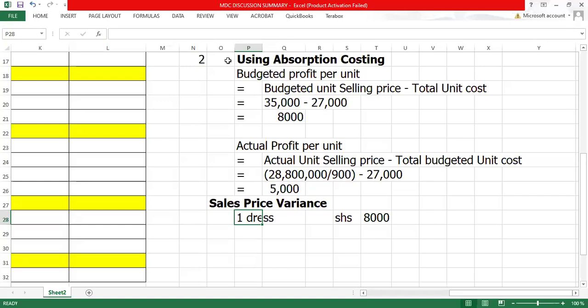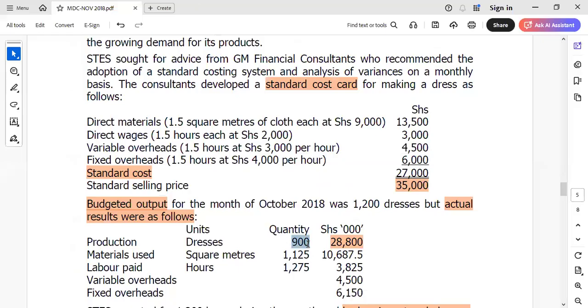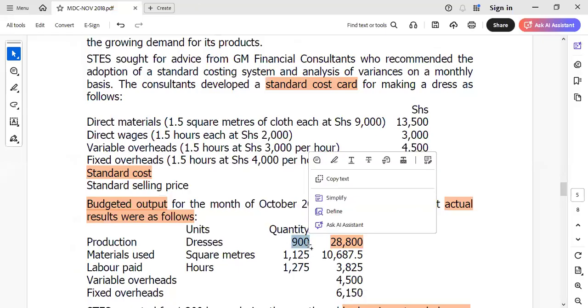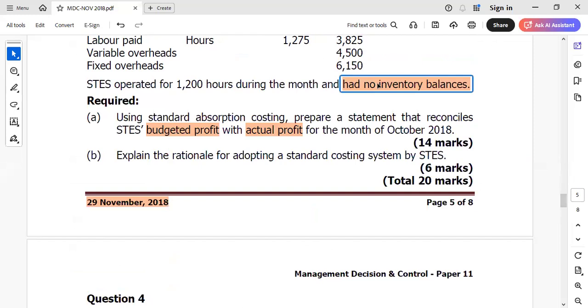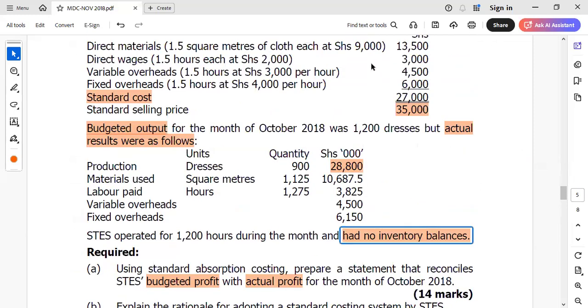The question is, how many dresses did we actually sell? The company produced 900 and they sold those 900 because there was no inventory. So it means that they sold all those.